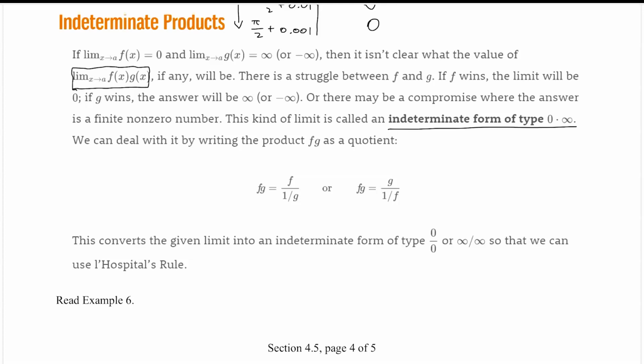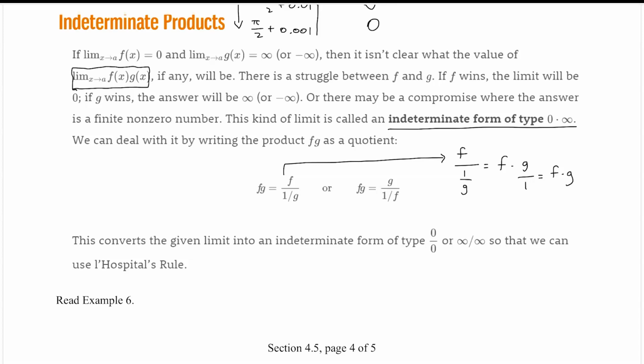So the way that we deal with this situation is by rewriting this product f times g. We're trying to find the limit of this product, and if we get that 0 times infinity form, we can convert the product into a quotient so that we wind up with something we can use L'Hopital's rule on. For example, f times g is f divided by 1 over g, since dividing by the fraction 1 over g is the same as multiplying by its reciprocal, g over 1.